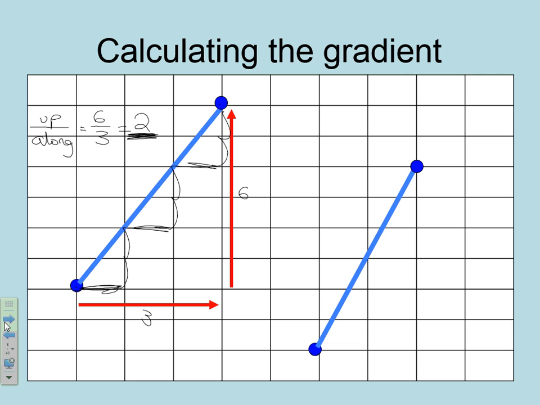The second example down the bottom right there, this time it's only going along 2 here. It's still going up 6. And so the gradient of this one is 6 divided by 2. The gradient of this one is 3. So this one turns out to be steeper. It's difficult to tell just by looking at them which one's steeper. So that measurement of gradient tells us which one's going up the quickest.